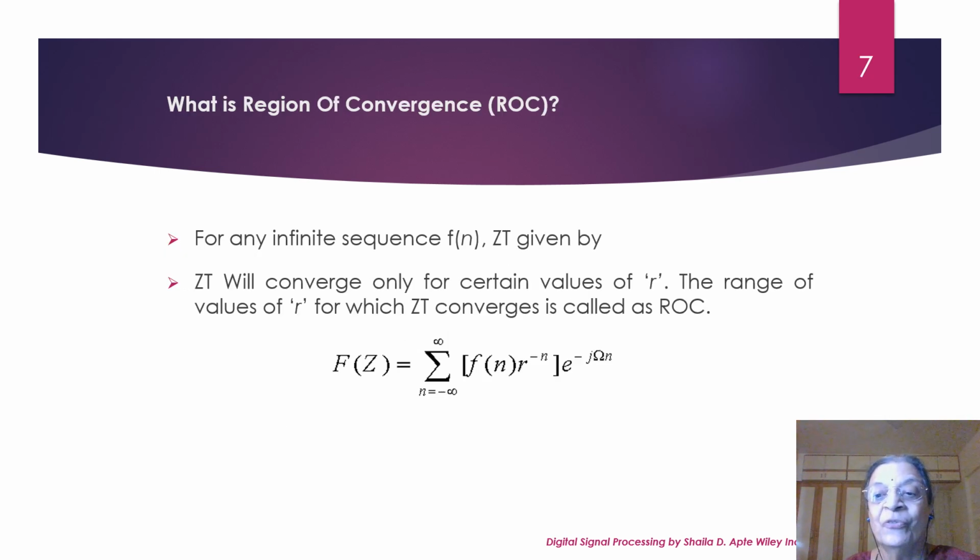Now what is region of convergence? The corresponding signal Fn will have its Z transform as given by this particular equation. Now the corresponding Z transform will converge, or it will exist, only for certain values of R. The range of values of R for which the Z transform converges is called the region of convergence for that particular Z transform. That is also abbreviated as ROC.